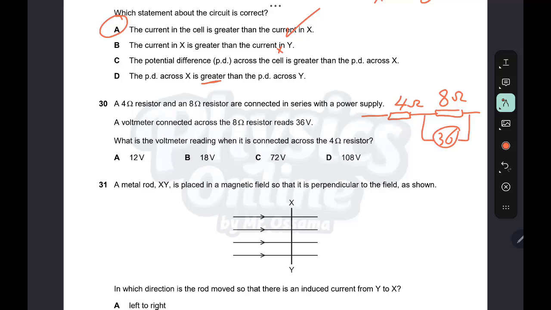What is the voltmeter reading when it is connected across the 4 ohm resistor? Of course, it will read half of that value. We use the ratio R1 over R2 equals V1 over V2, since R and V are directly proportional. So R1 over R2 equals V1 over V2. So here it will be 18.